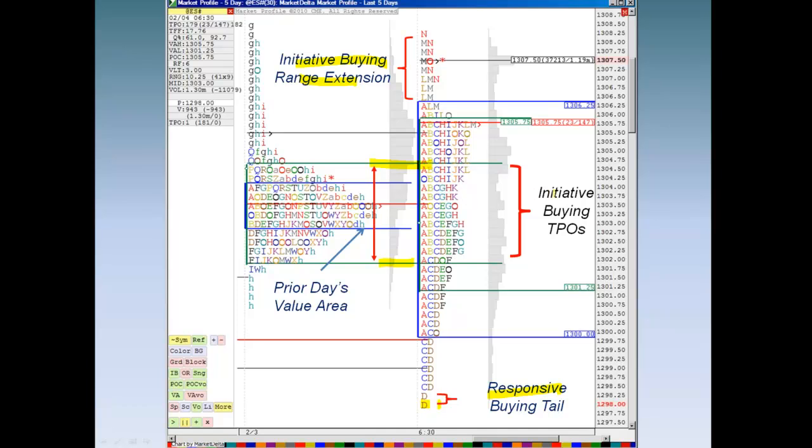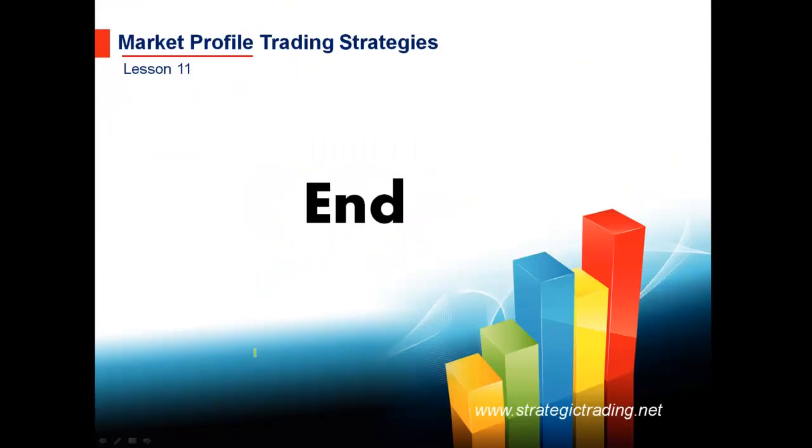But here we had initiative buying in the value area, and it continued on with initiative buying to the upside and extended the range. So now we're in initiative buying, and notice how initiative buying occurs above the prior day's value area. So now I want you to be able to detect and identify initiative buying and responsive selling and so on, and be able to look at it relative to the prior day's range. And with that, we will conclude our lesson for the day.